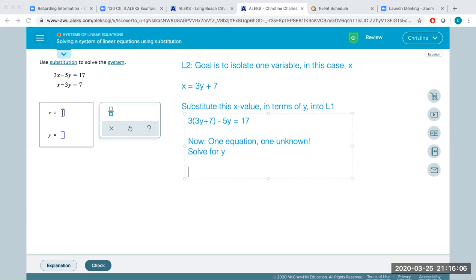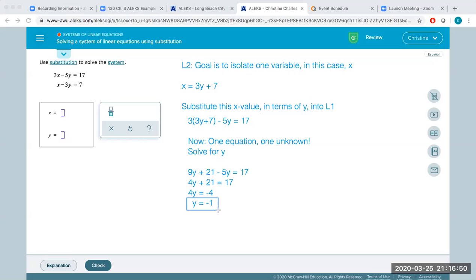For y. So I'm going to start by distributing. I have 9y plus 21 minus 5y equals 17. Combine your like terms where you can. I have 4y plus 21 equals 17. I am going to subtract 21 from both sides. I have 4y equals negative 4. And then I divide both sides by 4. That gives me y equals negative 1. So that's the y value that I want.